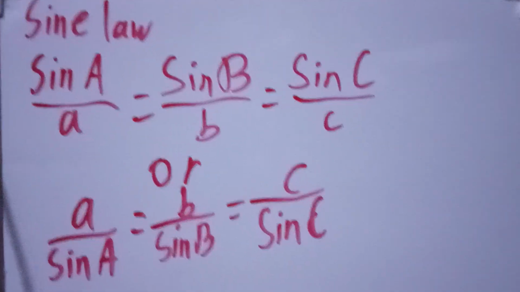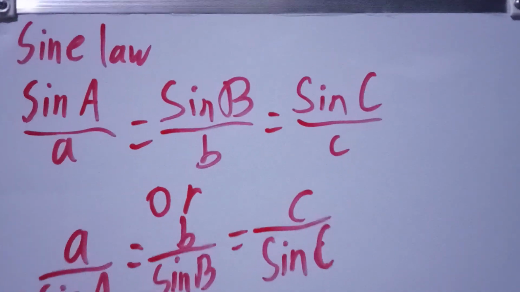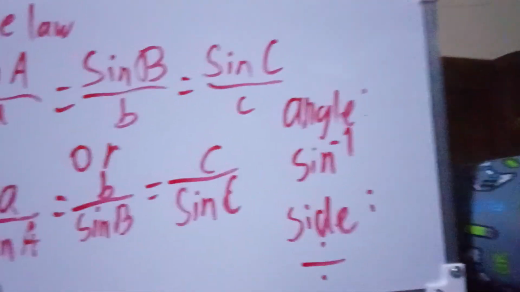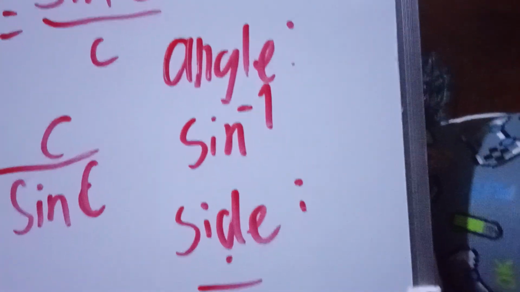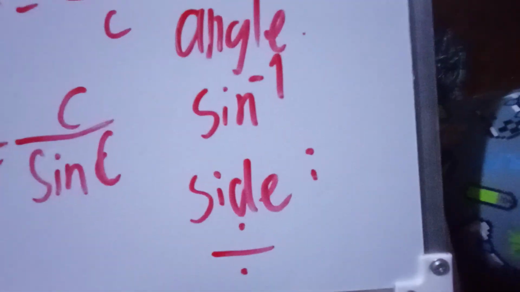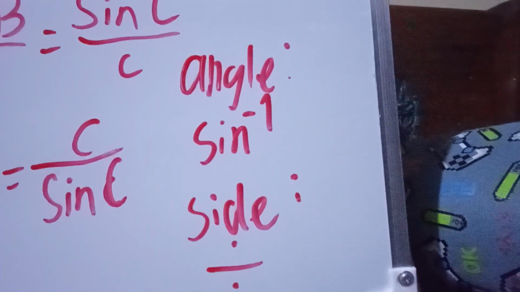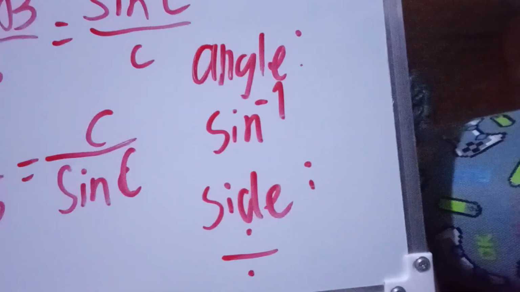So this will be our formula, but I'm going to give you some tips on how to find which one is the side and which one is the angle. Here are some tips and tricks: for an angle, you use sine inverse, and for a side, we use division. I'm going to write the question now and answer it, and at the end of the video I will give you two questions, and you better answer them.